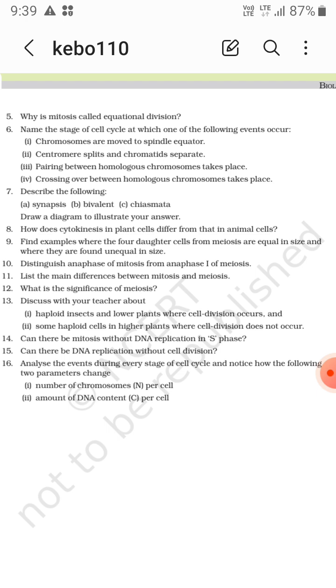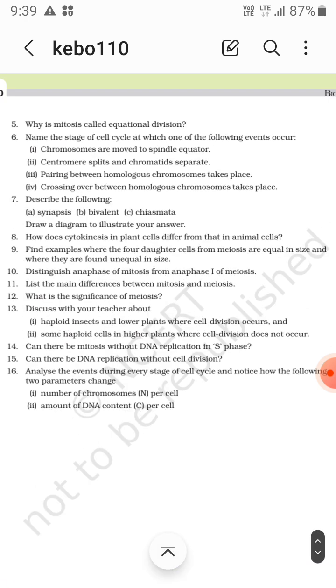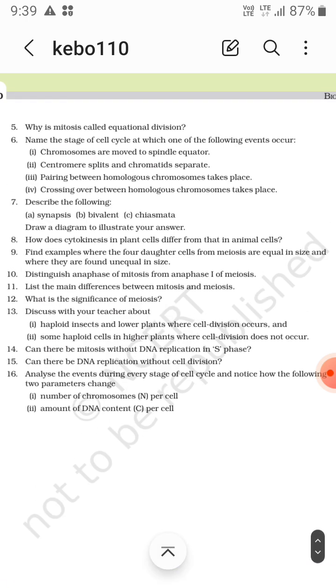Now find examples where the 4 daughter cells from meiosis are equal in size and where they are found unequal in size. So in humans, the 4 daughter cells from meiosis are equal in size in some cases and unequal in size in others. Okay. Distinguish anaphase of mitosis from anaphase 1 of meiosis.